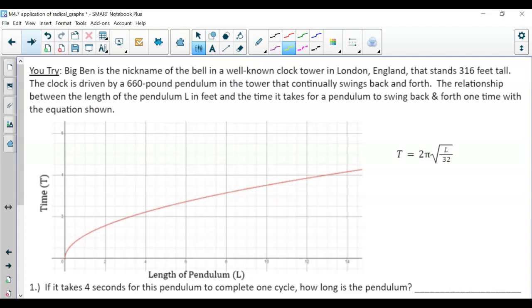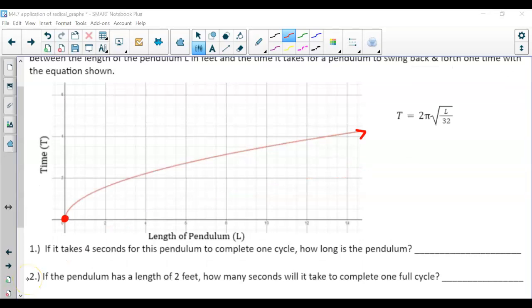Go on and pause the video now, and you're going to do the You Try here with this graph on your own. So notice now, and this one's nice, we are starting at 0, 0, because notice with our transformations, there is no up and down or left and right. So we are starting here at 0, 0. And here we go. So if it takes 4 seconds, how long is the pendulum?